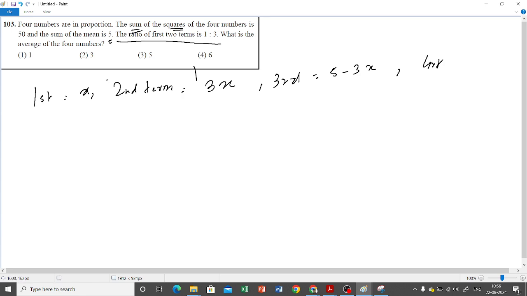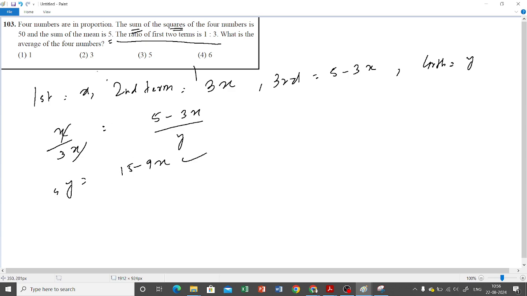So, the fourth number is, say, y. I am taking that means x by 3x equals 5 minus 3x by y, right? This one gets cancelled out. So y becomes 15 minus 9x, right? This becomes my y. Now, the sum of the squares of the four numbers. So that means x square, 9x square.